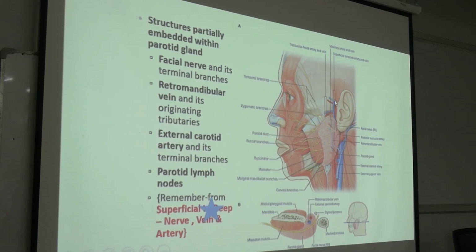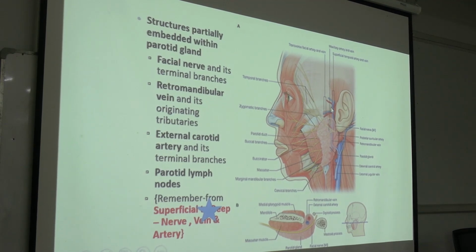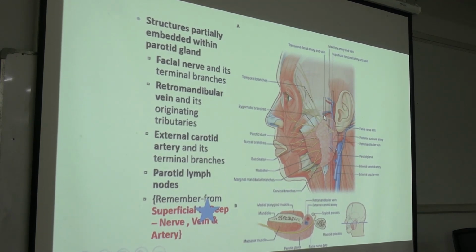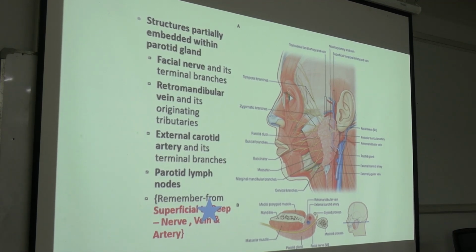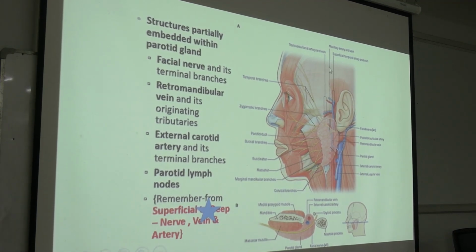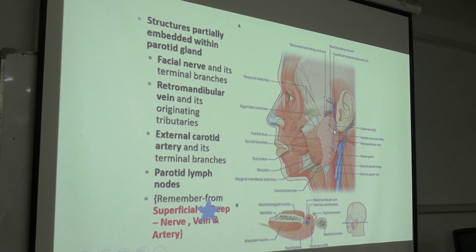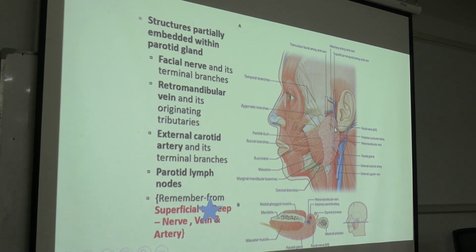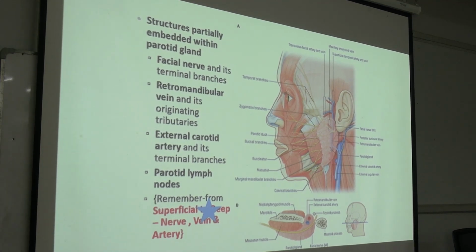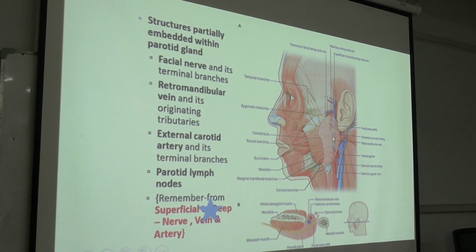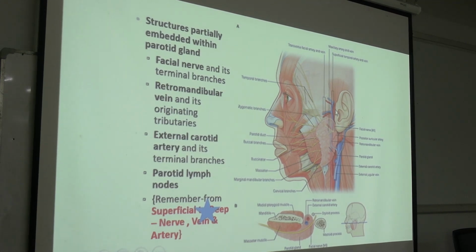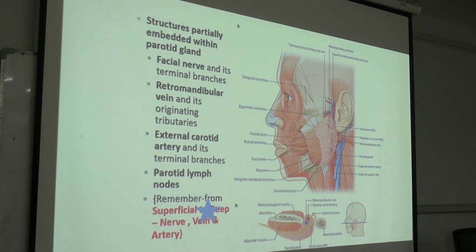We call it the superficial temporal vein, which is joining with the transverse facial vein. The superficial temporal vein and the transverse facial vein join together and form a vein which goes on the back side. We call it the retromandibular vein. So the retromandibular vein, lying in this region and receiving the tributaries, runs into the substance of the parotid gland. Even deeper, we have the external carotid artery, which runs in, splitting into 2 terminal branches. We call them the maxillary artery and the superficial temporal artery.